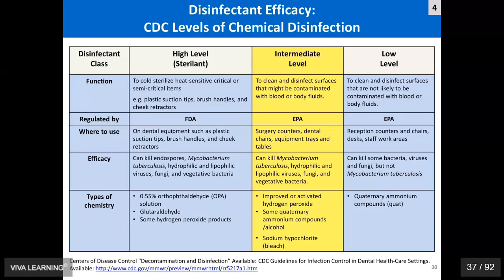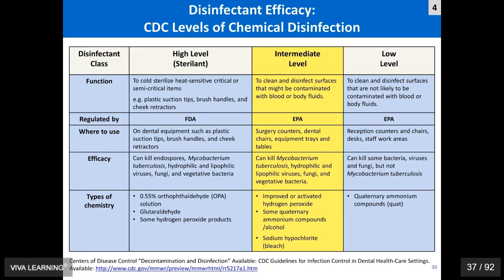Intermediate level, we're talking about surfaces that are going to be contaminated with blood or body fluids, things you're going to touch, like, again, light handles, 3-way syringe, things you're going to be grabbing in an office. In low level, to clean and disinfect surfaces that aren't likely to be contaminated with blood or body fluids. For example, you don't routinely have to spray your intermediate level disinfectant on a dental chair, which will, over time, destroy it. Instead, a low level can be used.